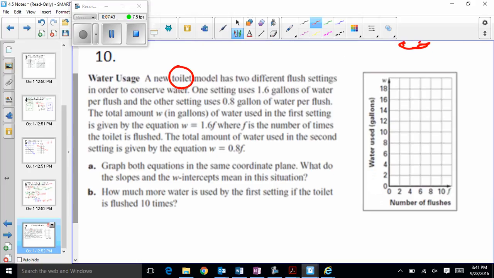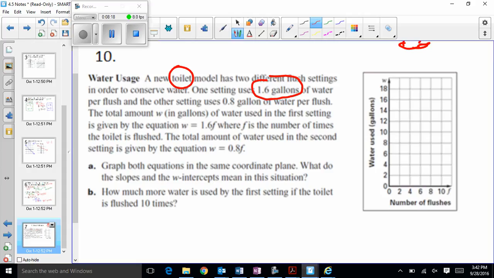It says that a new toilet model has 2 different flush settings in order to conserve water. You've seen that before. They got the little button and the big button. One setting uses 1.6 gallons of water per flush. The other uses 0.8 gallons of water per flush. The total amount, W, in gallons of water used in the first setting is given in the equation W equals 1.6 F. F is the number of times the toilet is flushed. Total amount of water used in the second setting is given here. W equals 0.8 F. Okay, it's half of that.